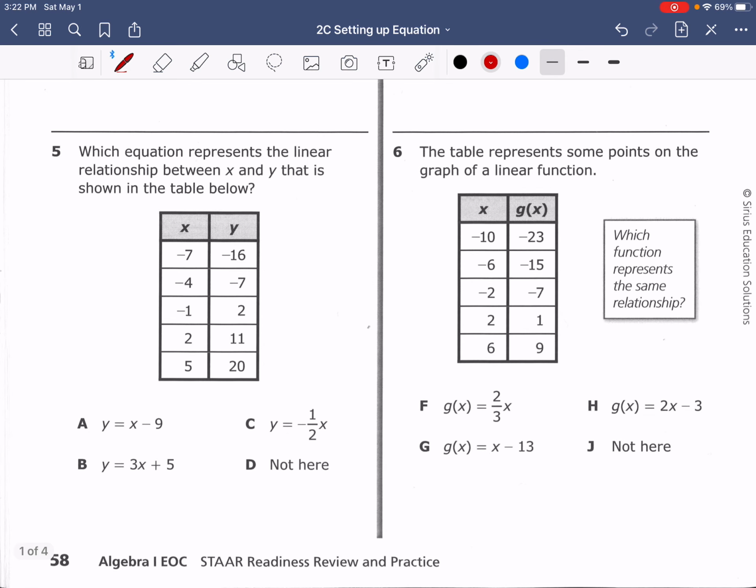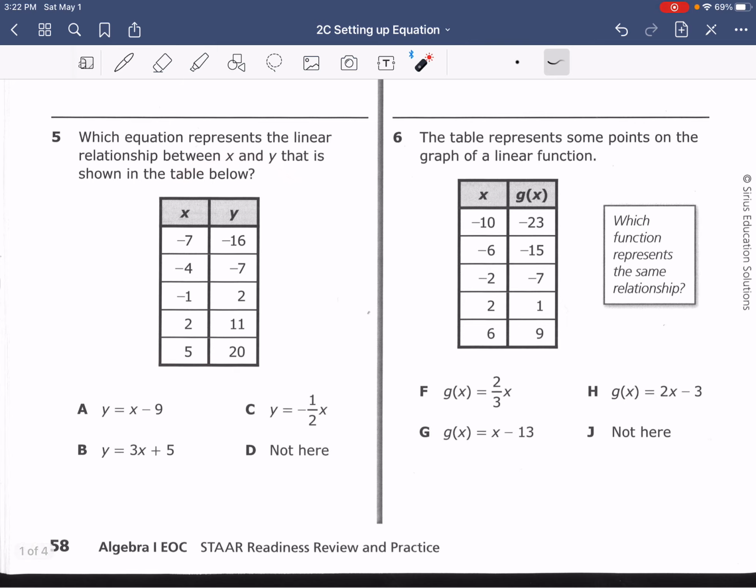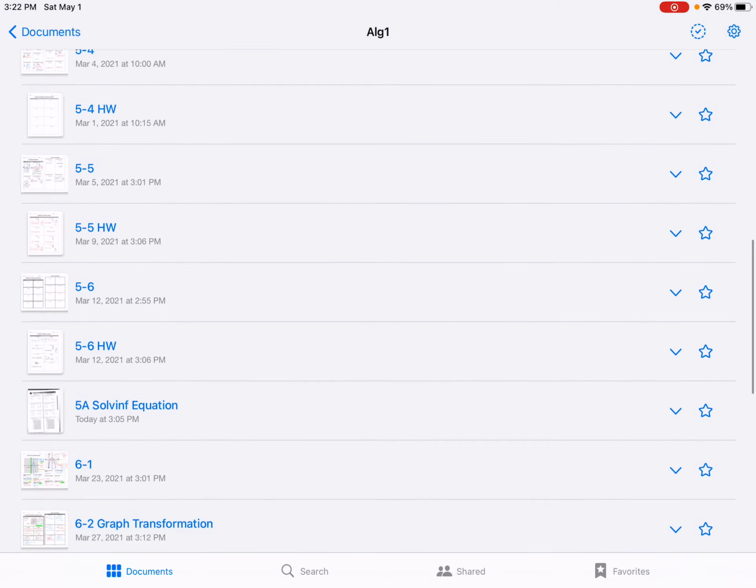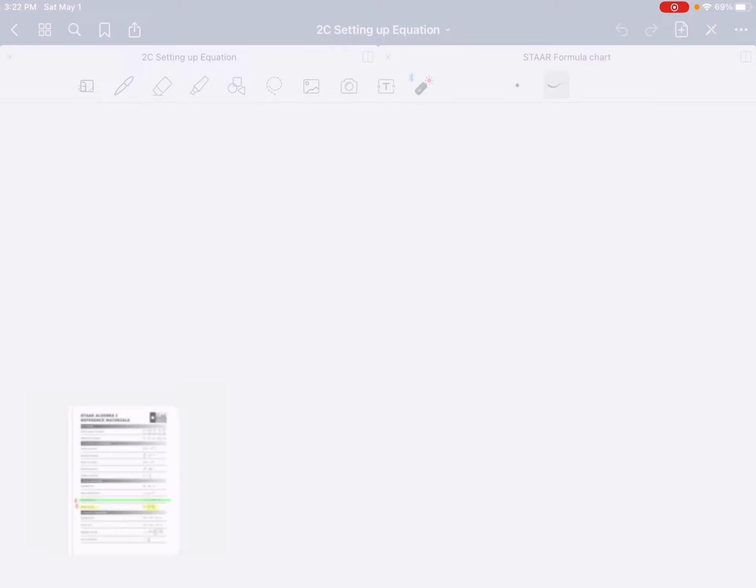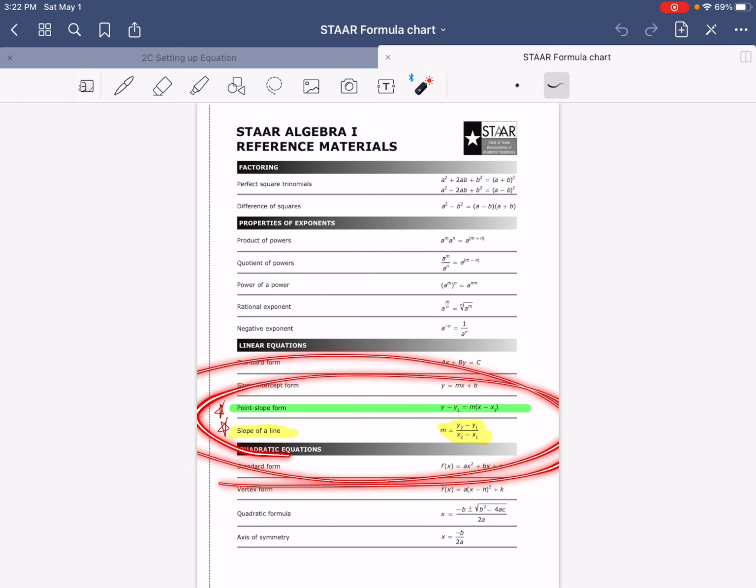So question number 5. Which equation represents this one? This one is going to be pretty easy because one way you can do it is graph each one of these and see if they have these points. That's one way. Another way is, I hope you remember, there's a formula chart. We have to find the slope and use the point-slope formula, okay? That's why we put a star here.